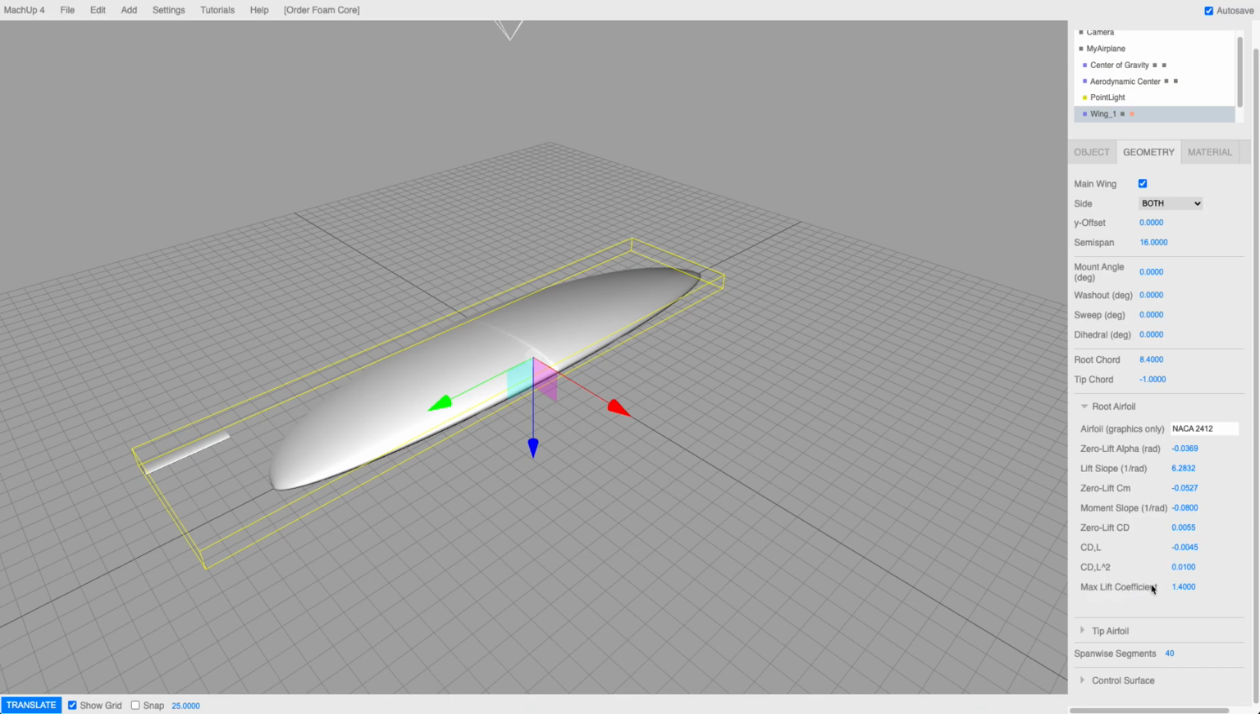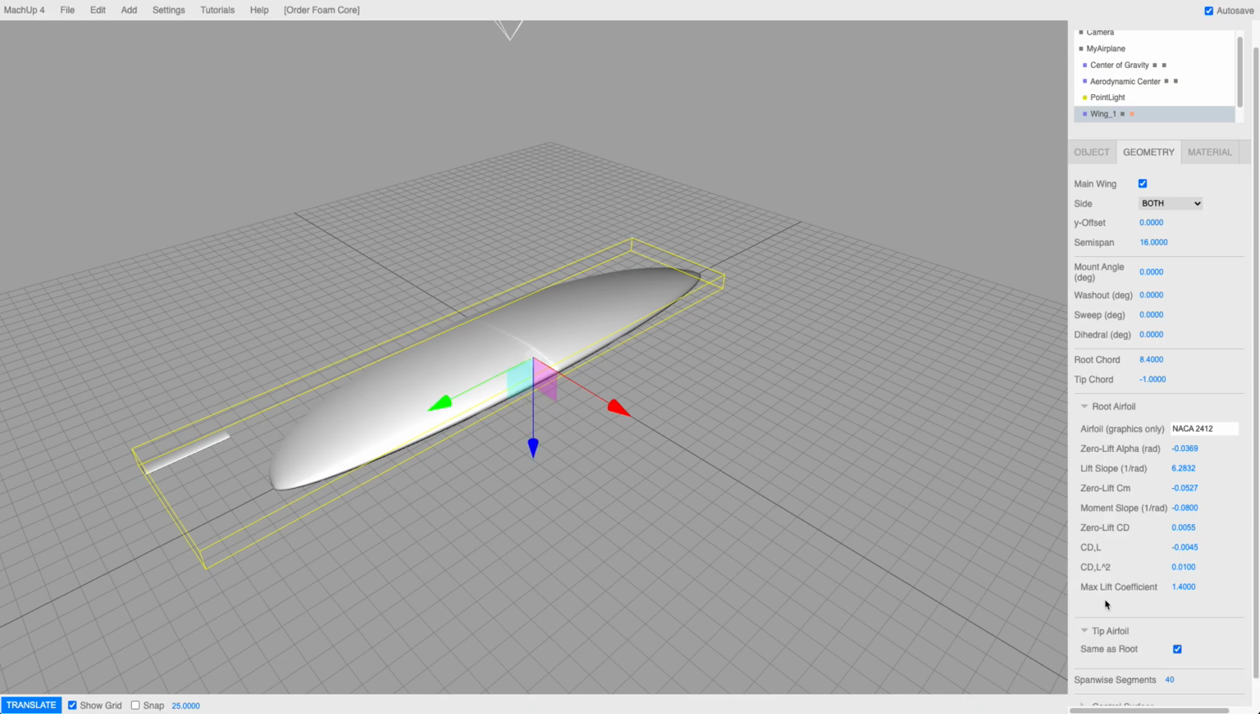And then mockup also allows you to put in a maximum lift coefficient if you want to estimate the stall angle of attack, for example, of the entire aircraft or the wing, based off of the stall lift coefficient of the airfoil. So you can put in a max lift coefficient there. Okay, so this basically characterizes that airfoil, or the airfoil that's being used inside of this wing.